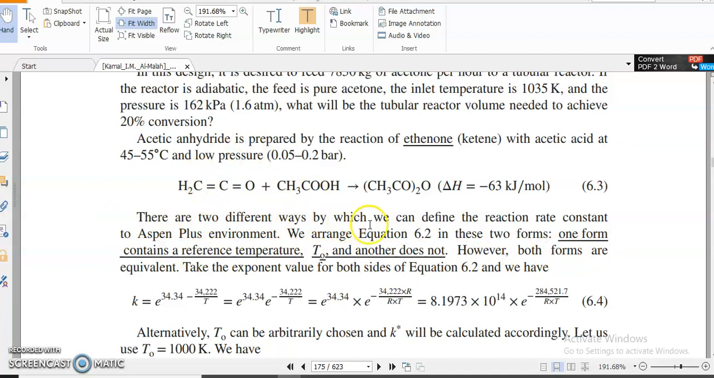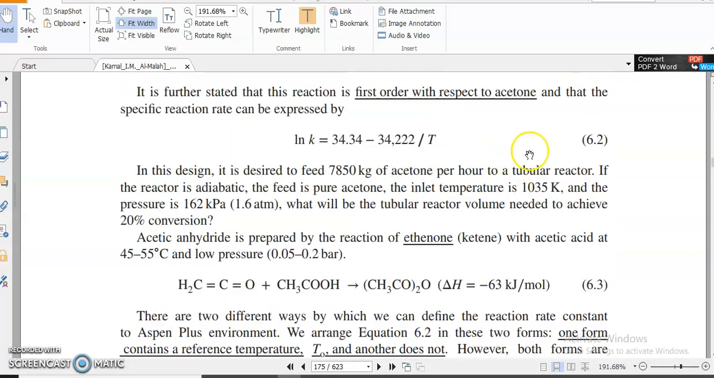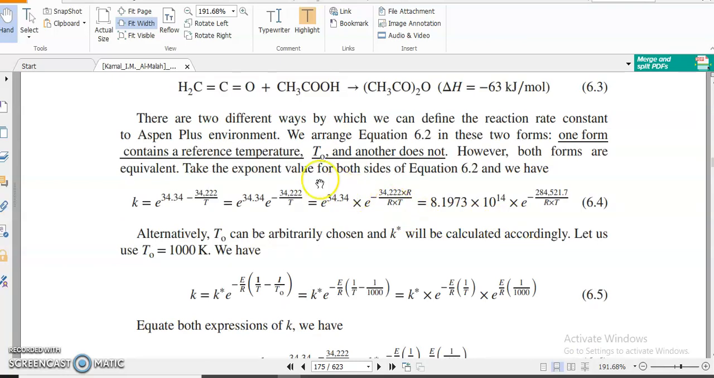there are two different ways by which we can define the reaction rate constant in the Aspen Plus environment. We have equation 6.2, and in these two forms, one form contains the reference temperature T naught, and the other does not consider the reference temperature. However, both forms give an equivalent output.